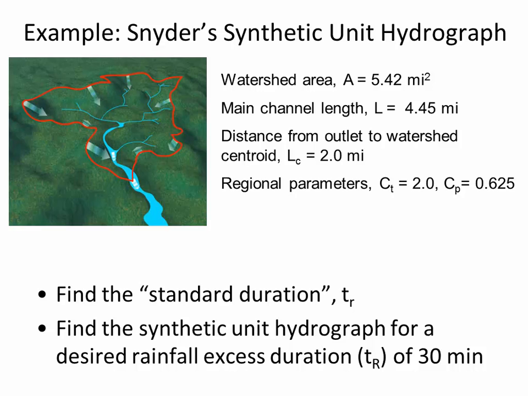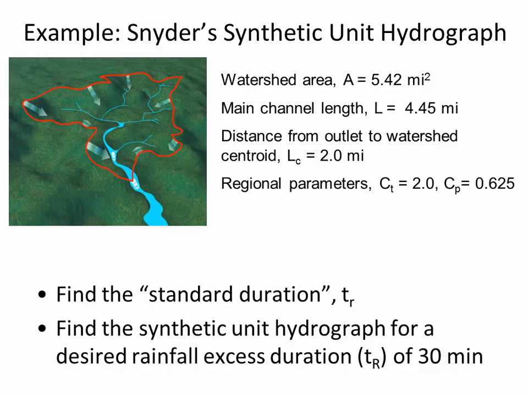So just based on the shape of this watershed, this method assumes a certain duration that would go along with a typical hydrograph. And so it's going to be very, very uncommon that the standard storm duration is equal to the desired storm duration. And so we have to translate the two. And that's what we're going to do in step 2 here.